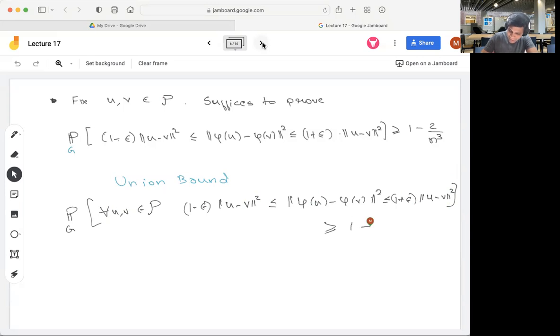One minus the number of choices for the pairs u and v times the probability of a bad event for a fixed u and v, which is, and so this will be greater than or equal to 1 minus 1 over n. This is great because I will be able to claim that with probability at least 1 minus 1 over n, which is extremely good. In fact, it's tending to 1, a random G is going to simultaneously be a good choice for all pairs u and v.